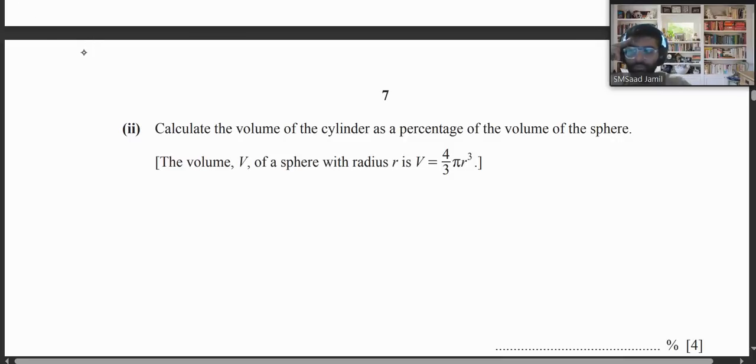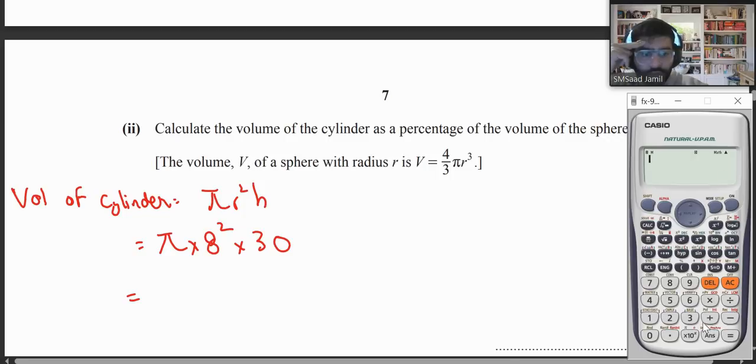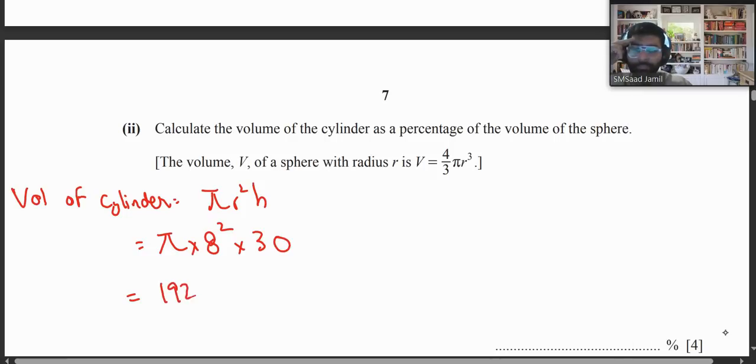Look, volume of cylinder is equal to pi r square h. Pi multiplied by r, which is 8, square, h. We already know h is 30. So the volume of the cylinder is actually, I won't write pi, let me just write 8 square multiplied by 30. So it's 1920 pi. 1920 pi.